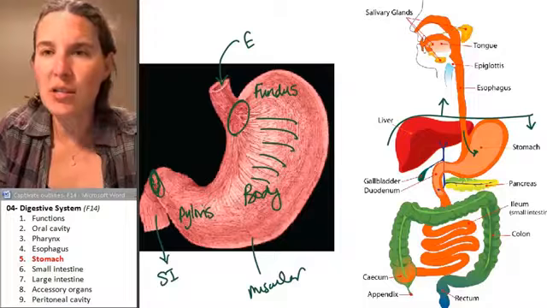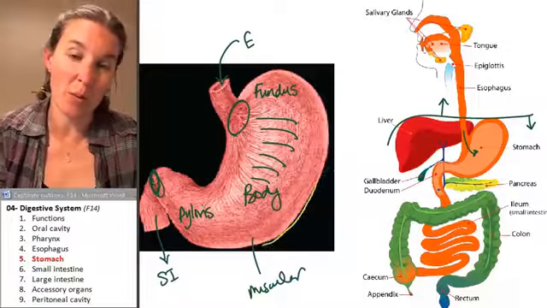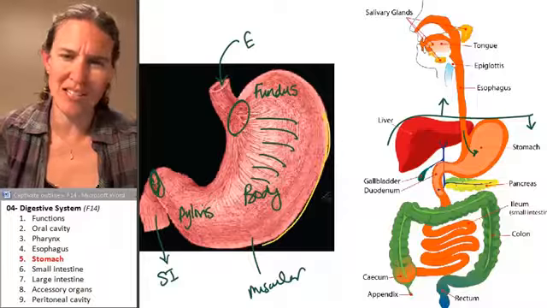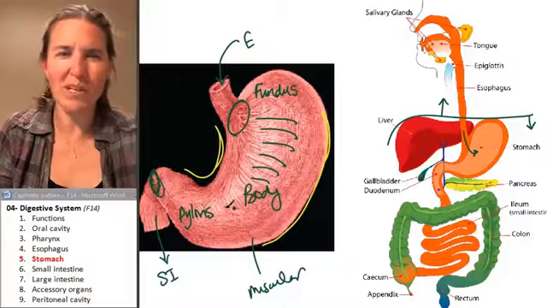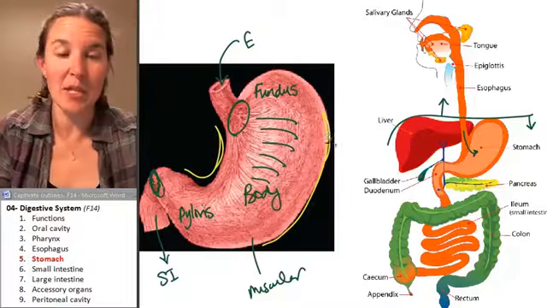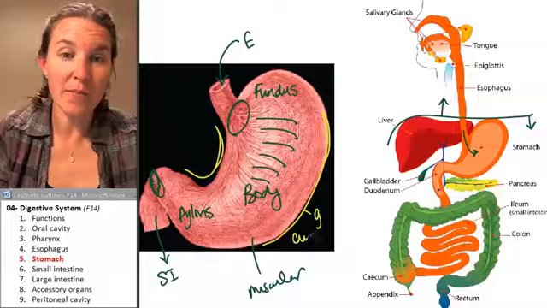There are two regions in the stomach. Well, these aren't really regions, and I don't know what to call this. Is it a structure? It's not really a structure. It's like a place on the stomach. This is the greater curvature.